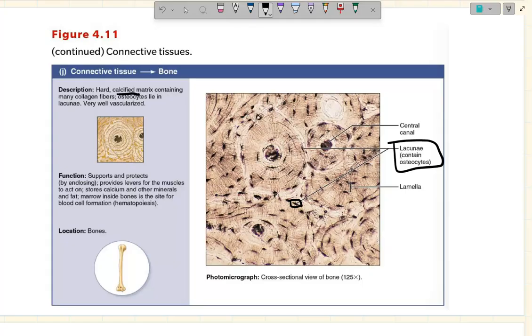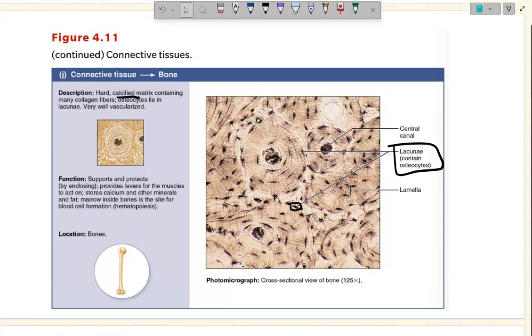And then they're organized in these rings. I think that's an identifiable feature of bones, that these osteocytes are organized in these rings here. So if I were to show you a picture of bone on something like an exam or lab practical, this should be one of the easier ones to identify because of the rings that they have.